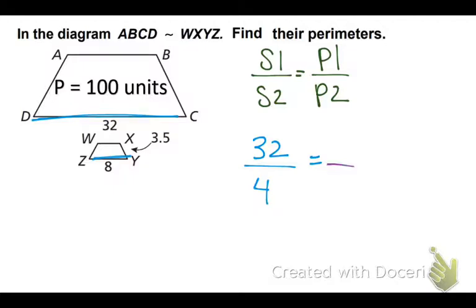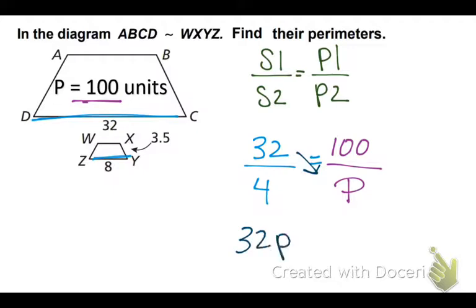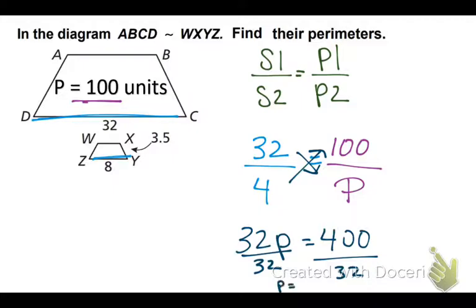All right, and it will equal the perimeter of the first, which is 100, over the perimeter of the second. I'm just going to call it P. Cross multiply, we get 32P equals 400. Divide by 32. So what is the perimeter of the second figure? 25. It's 25. We're going to say 25 units.